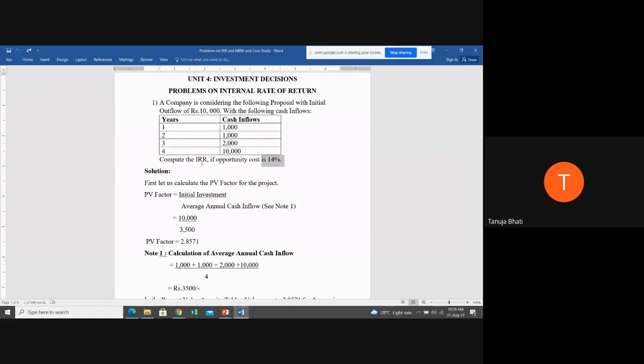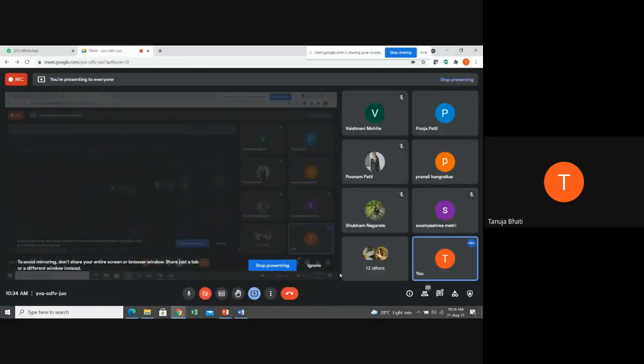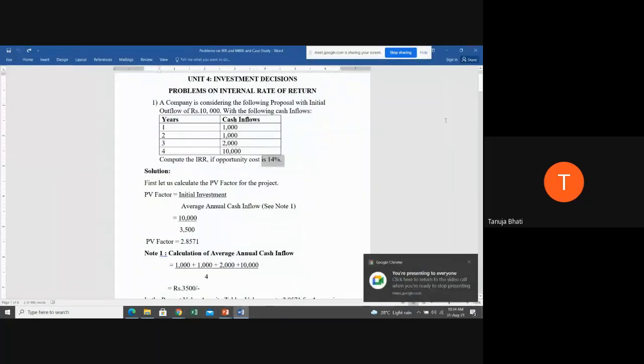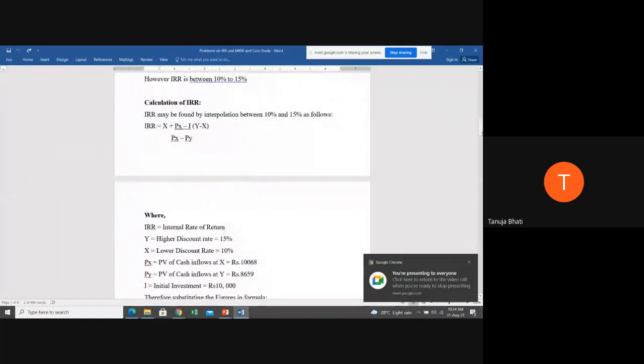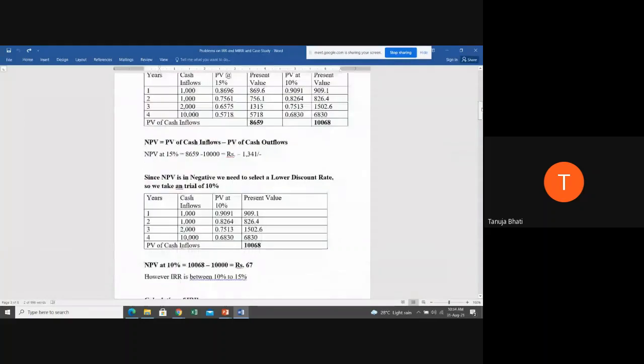Are you all there? Reject. Correct. We have to reject the proposal because IRR is less than K. So here K is 14%, IRR is 10.24%. Since IRR is less than K, therefore the project should be rejected. Very good. So we have completed this problem.